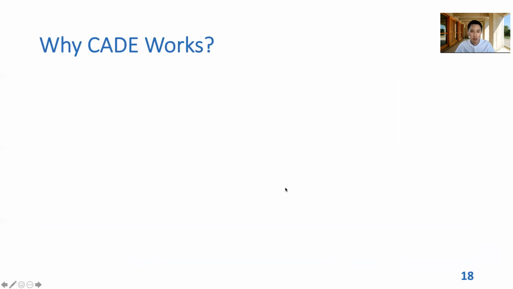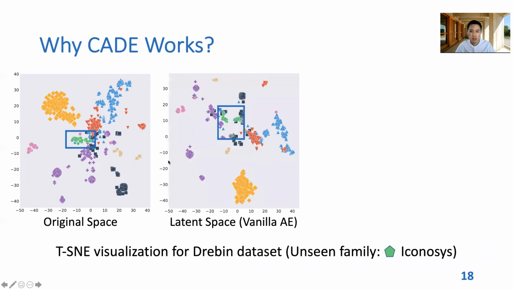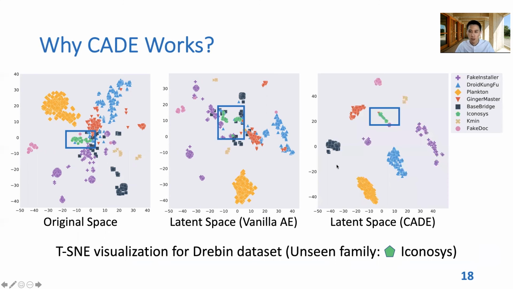This raises the question of why CADE works. This is the figure I showed before, the t-SNE plot for the original high-dimensional space, where the green unseen family is mixing with the others. Here's the t-SNE plot for the latent space learned by the vanilla autoencoder. Still, the green unseen family is tangling with other families. And lastly, this is the t-SNE plot for the latent space learned by our system CADE. As you can see, most of the families are tightened as a cluster and are separated from other families. The green here is mostly far away from existing families. This might explain why CADE works.